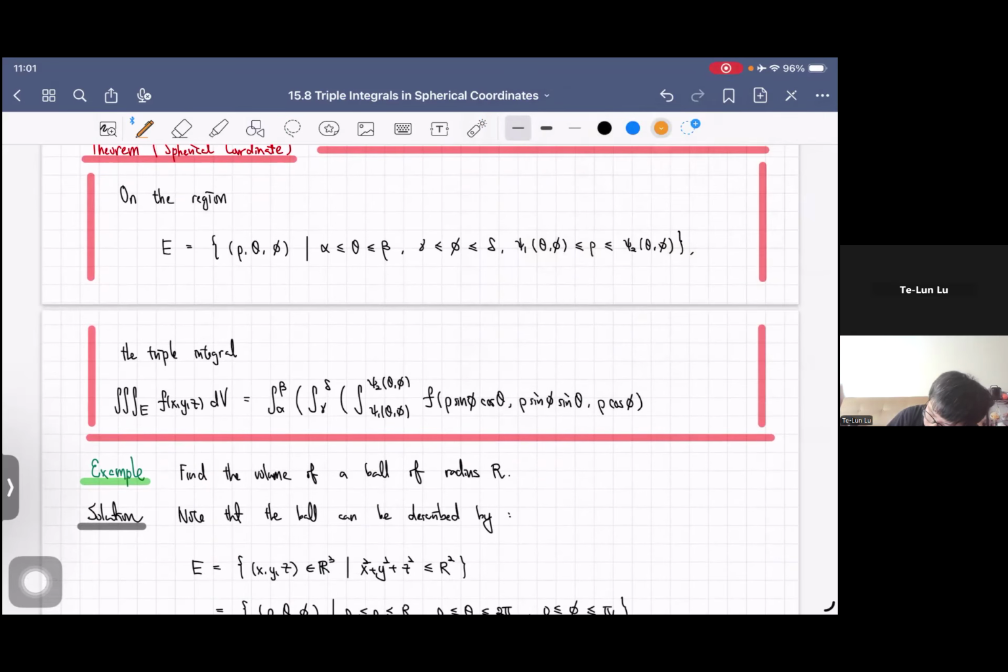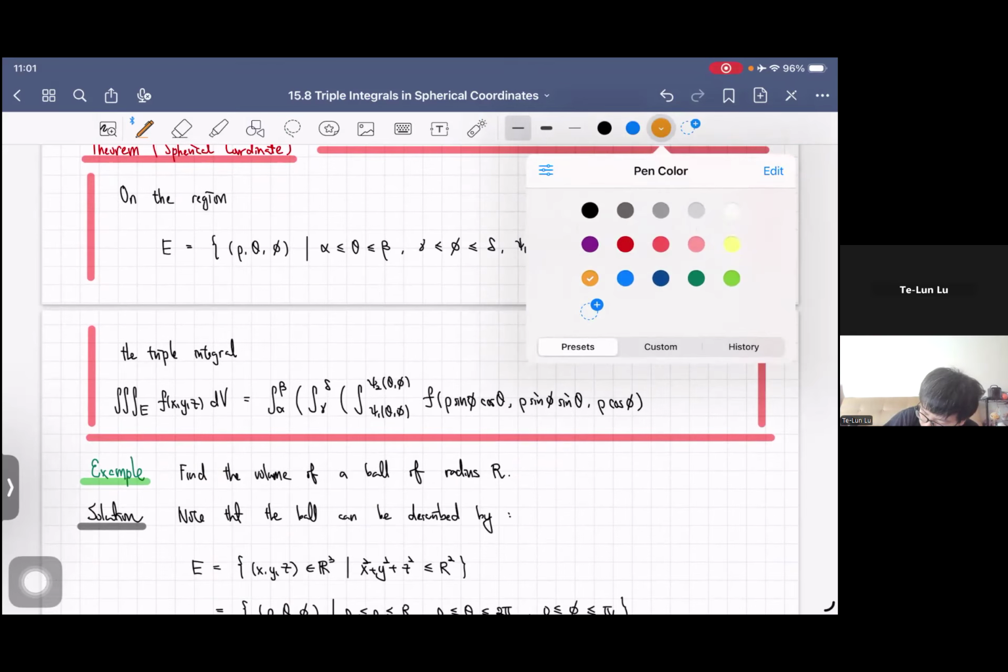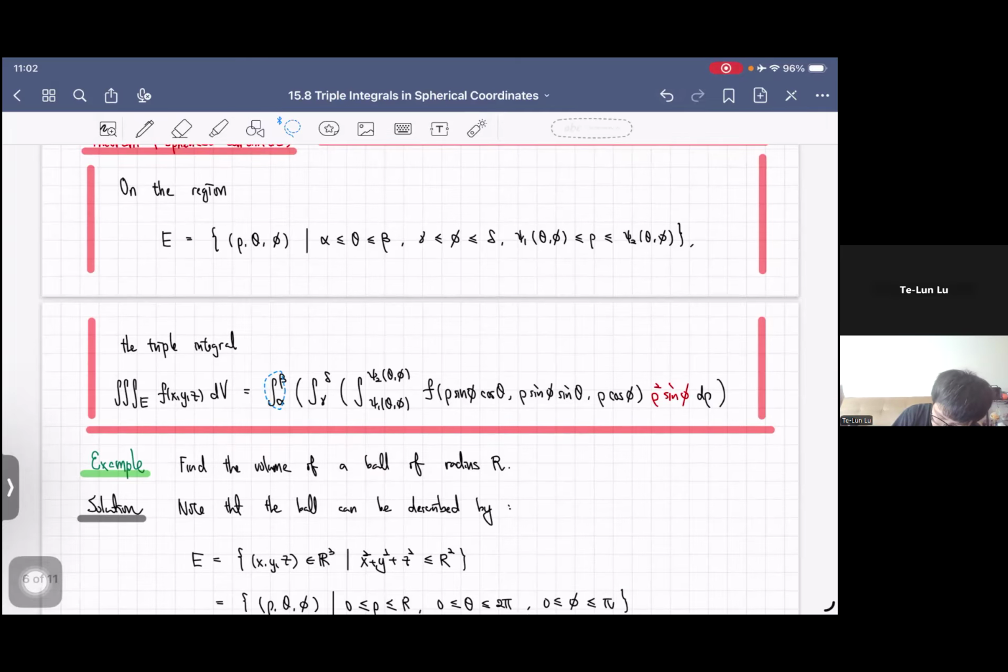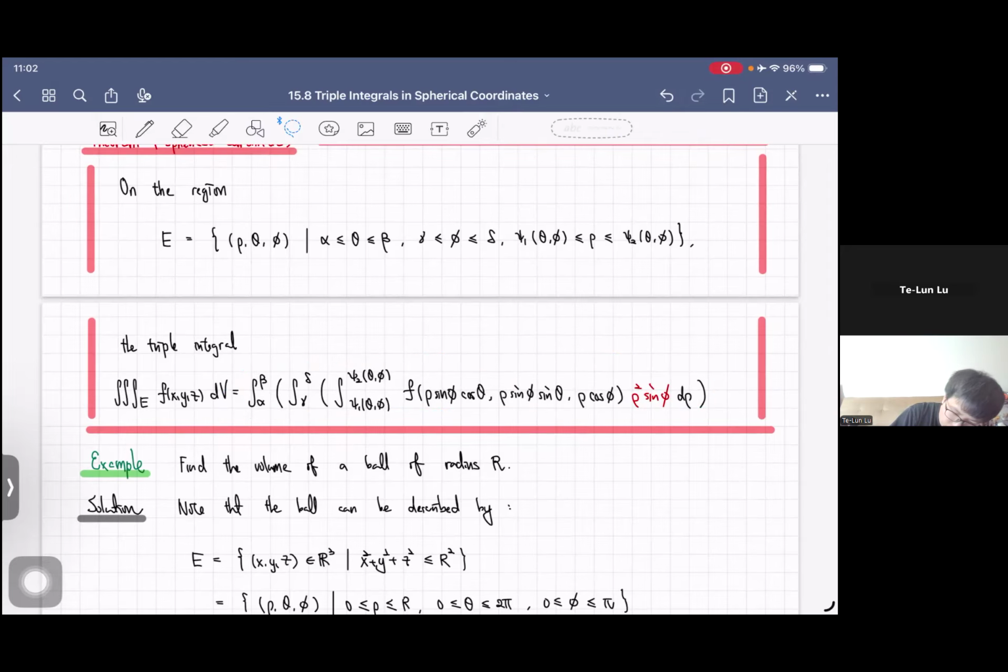You have, let me use red, rho squared sine squared, rho squared sine phi, and that's all, right? Don't forget that term. And then it's the usual thing, d rho, oh, this is a big formula, d rho, d phi, and then d theta.